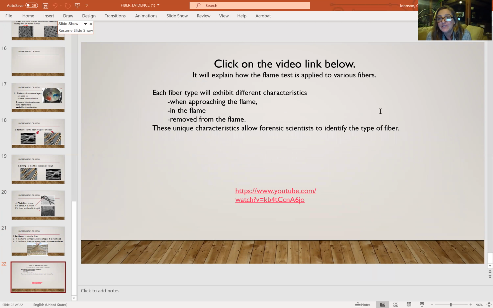So we've got a link there to a video, and that video looks at something called the flame test. So after a forensic scientist has gotten the color, texture, crimp, pliability, and resilience of a fabric, the last thing they would do is something called the flame test. And they always save the flame test to the very end. And sometimes they don't even do the flame test because it permanently destroys your fiber. Once your fiber has been destroyed, you don't have any solid physical piece of evidence that you can take into the courtroom. So watch that video, and next week you'll be doing the flame test with some pieces of fiber.